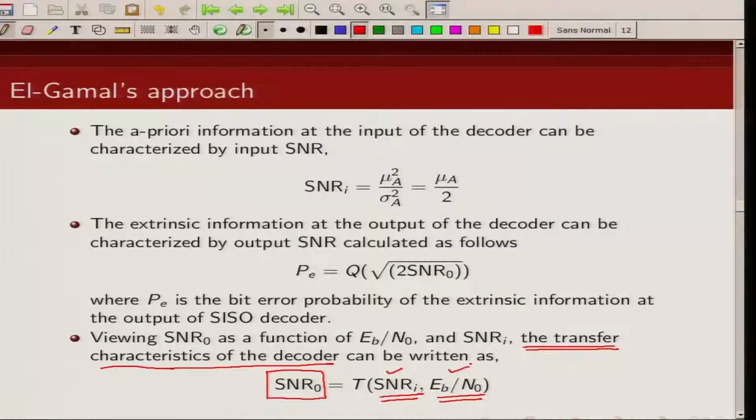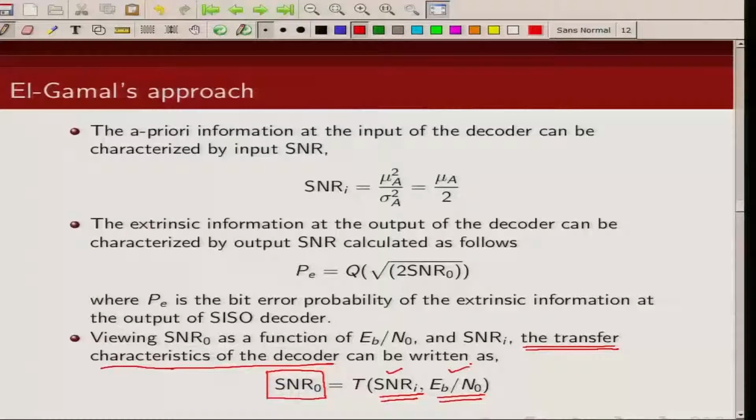So, this relation characterizes how my decoder will behave, because remember, with iteration your extrinsic information is changing as a function of the a priori value and the operating channel SNR. So, this transfer function will tell me how this soft input soft output decoder will perform as a function of the a priori value and the channel operating SNR.